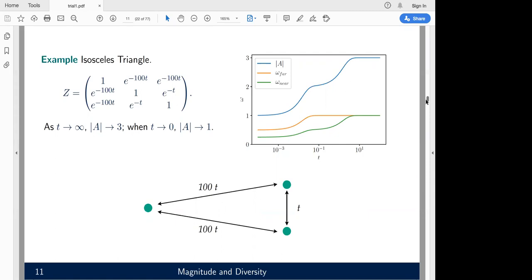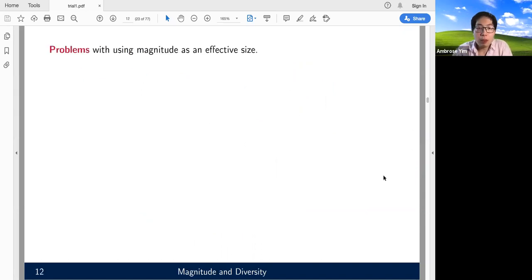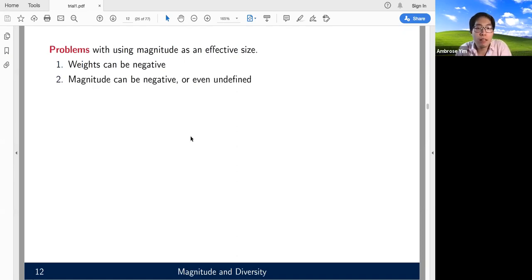Right. So this is a 3-point example. It's kind of the example, so it's good to have in mind. And as I was saying, there are certain issues with using magnitude as an effective size proxy. For example, the weight we assign to each point can be negative, which makes it hard to interpret. And since the weights can be negative, the overall magnitude can be negative, or sometimes it can even be undefined. It could blow up, it could be infinite. And this doesn't really make sense.